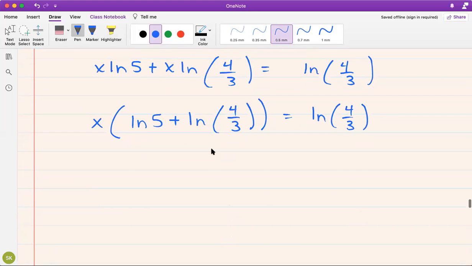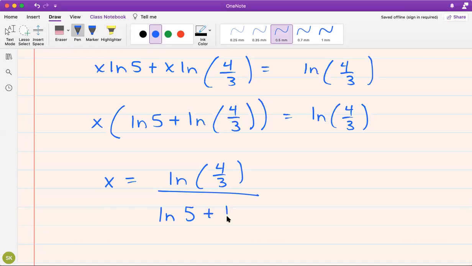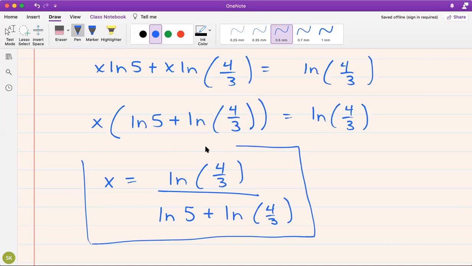From there, I can solve for x by dividing by this piece. So x is equal to ln of 4/3 divided by ln of 5 plus ln of 4/3. Now you have some options. You can leave it just like this. This is a correct answer.